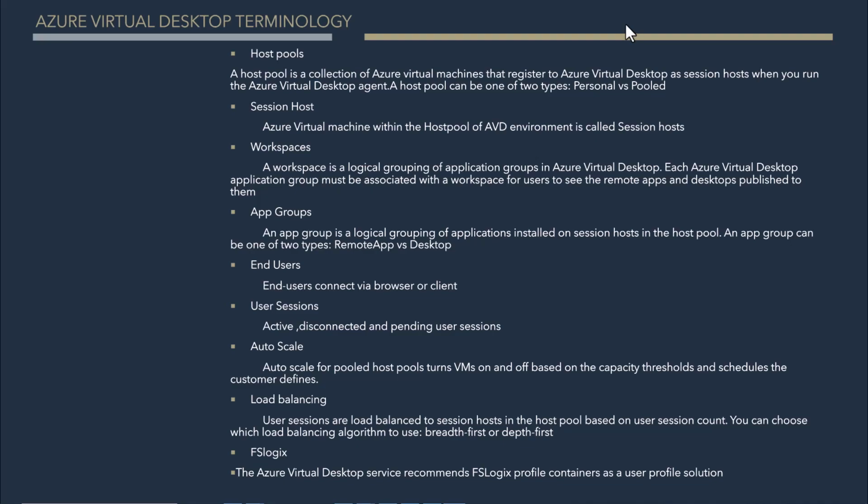Autoscale is a good option for automation to save a lot of cost. Autoscale for pooled host pools turns VMs on and off based on the capacity thresholds and schedules the customer defines. Let's say your offshore team works on India time or Pakistan time, whichever geographical location they are based in. When their time starts, you can auto scale up all the virtual machines, and at night, when nobody is working, you can just shut them off. All the virtual machines will be turned off, and you save a bunch of cost.